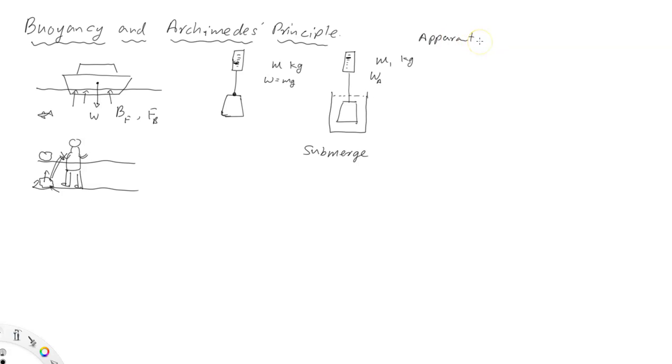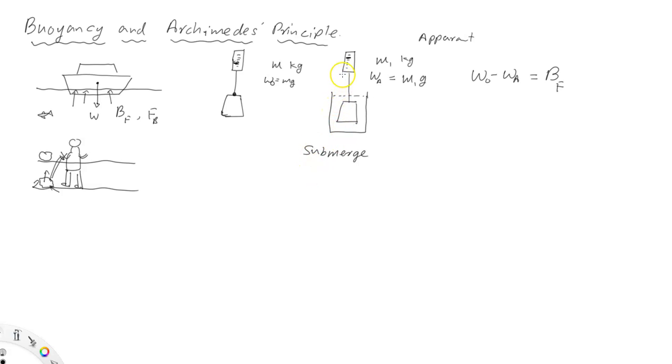Apparent weight is m1g. So the weight decreases a little bit, the scale goes up a little bit. What's the difference? The original weight, let's say W0, minus W apparent, the new artificial or kind of fake weight we measure inside the liquid, inside the water, that's apparent weight. When you take the difference, that is the buoyant force. Water is pushing back on this thing.